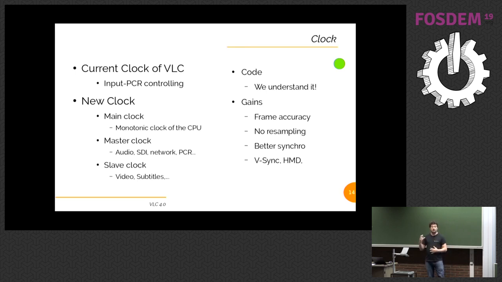So that's why you're basically asking which of the clocks is the master clock, and then it gives this difference to the main clock, and this main clock is basically driving the others. And all the other outputs are slaves and are asking the core how to transfer the PTS to real time. So this is going to help us because it's mostly going to give us, of course, no resampling all the time, better synchronization, vsync, and so on, but especially frame accuracy.